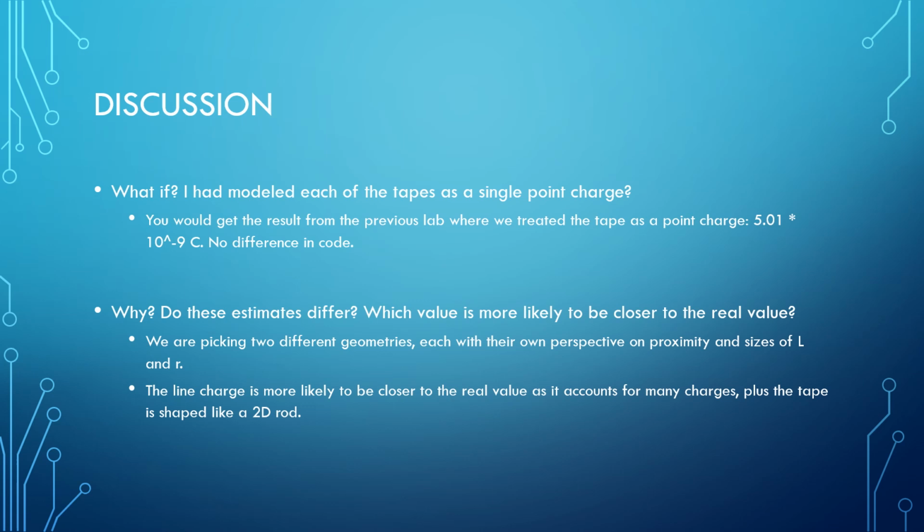And also, each has its own sizes: the length and the radius of the rod, or the radius of the point charge. I believe the line charge is actually more likely to be close to the real value, as it accounts for many charges as opposed to one big charge. Plus, the tape is shaped kind of like a two-dimensional rod.